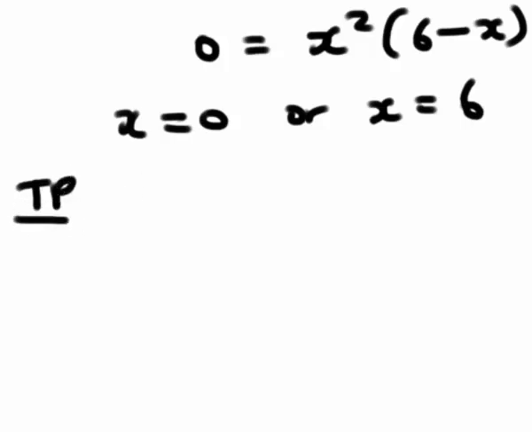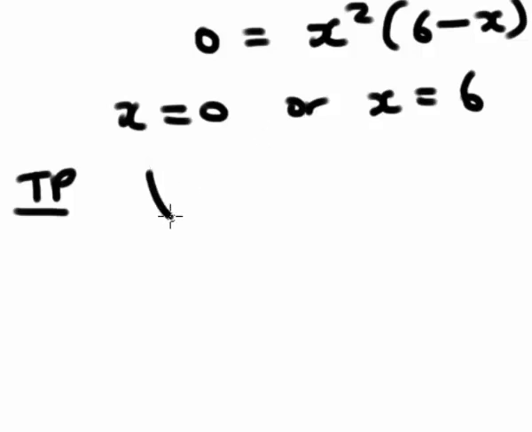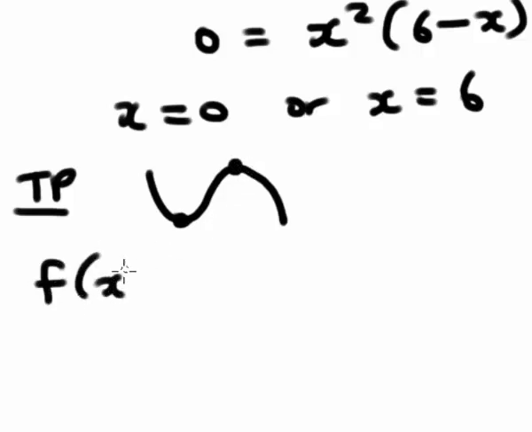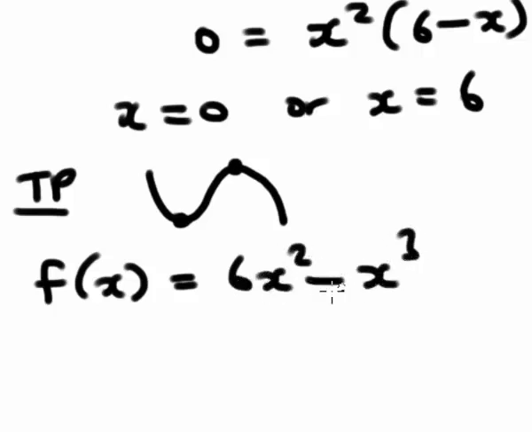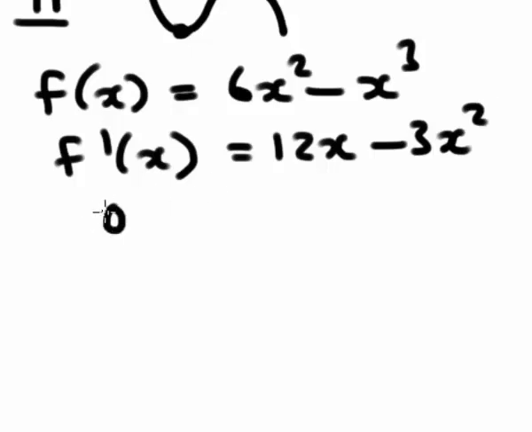Okay, what about your turning points? And by the way, just let me show you something. The shape, it's a negative x cubed graph, so it's going to do that. So we know that we've got a minimum and a maximum there. So what would be the f(x)? We know it to be 6x squared minus x cubed. So if we differentiate that, we're going to get 12x minus 3x squared. Okay, and then at the turning point, your derivative is 0.